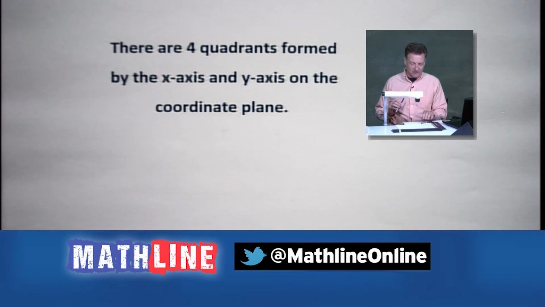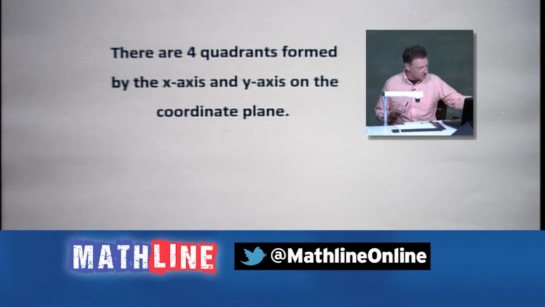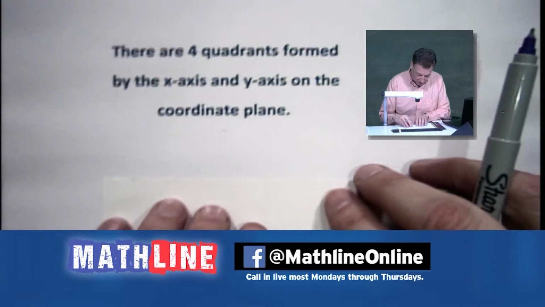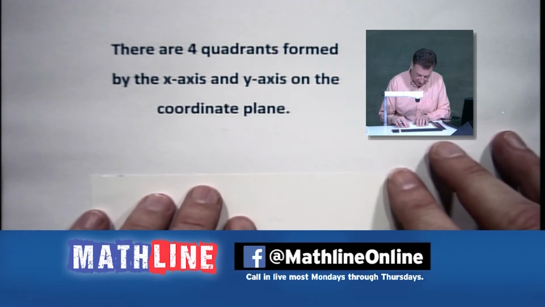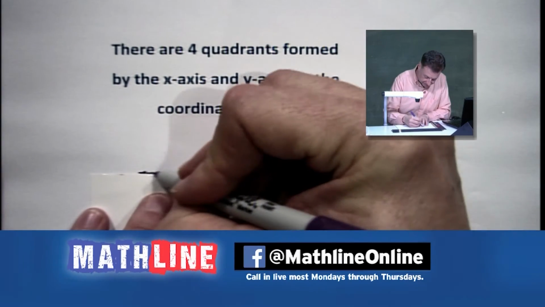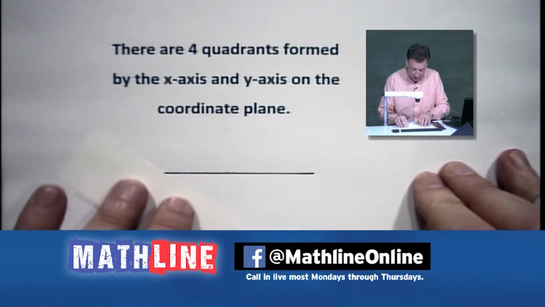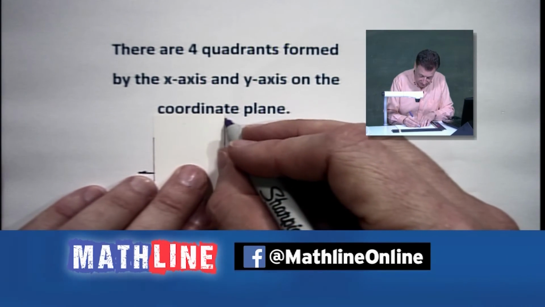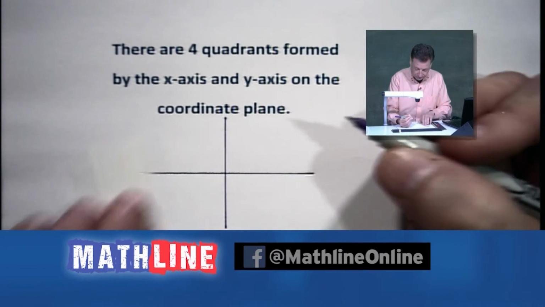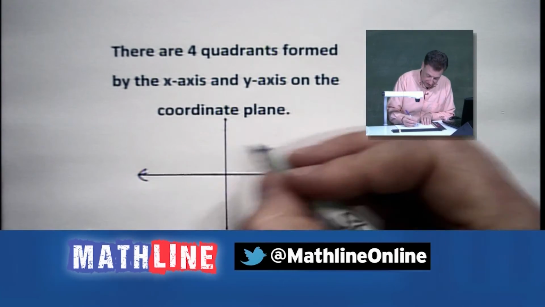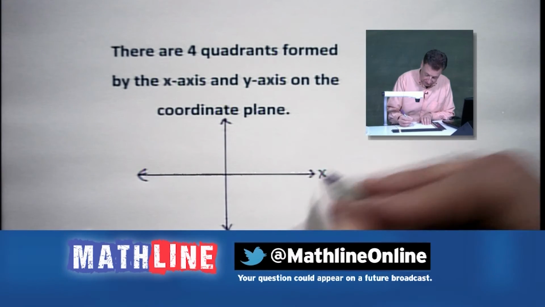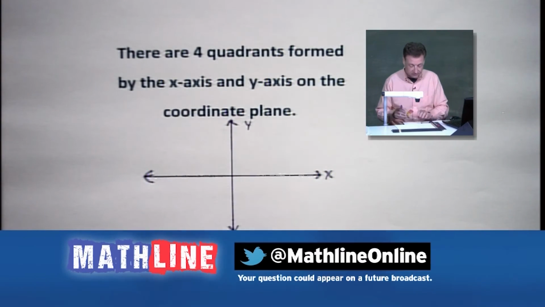How many quadrants are formed when we join the x-axis and the y-axis? Well, let's check and see, all right? We simply make our x-axis, and here comes our y-axis. And by the way, these things come out perpendicular. There's x, there's y, okay?